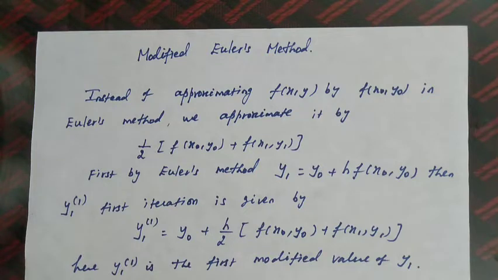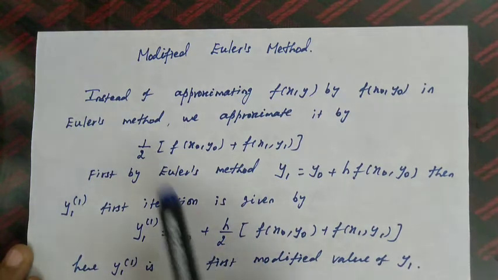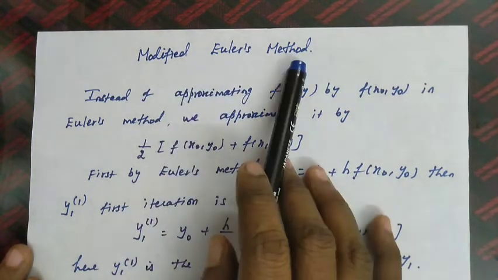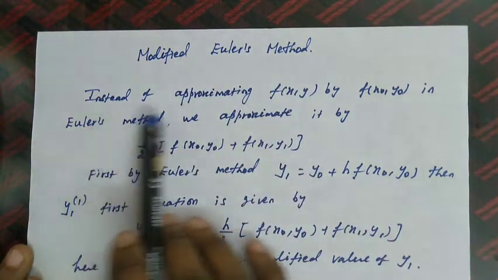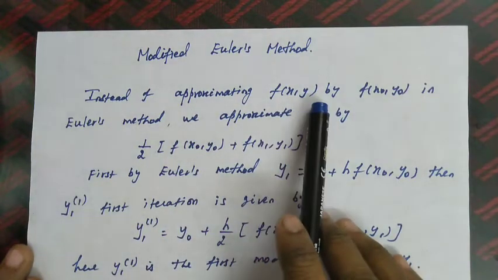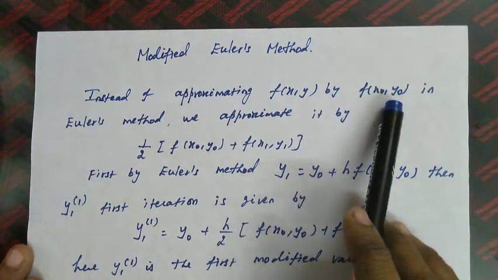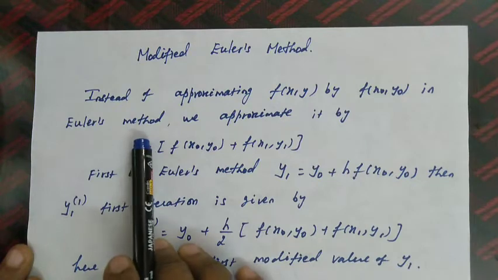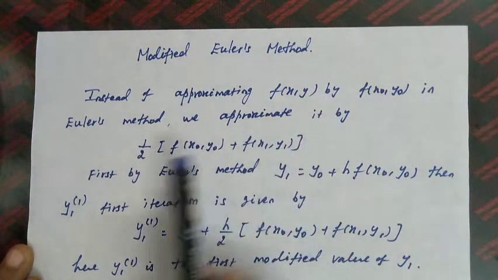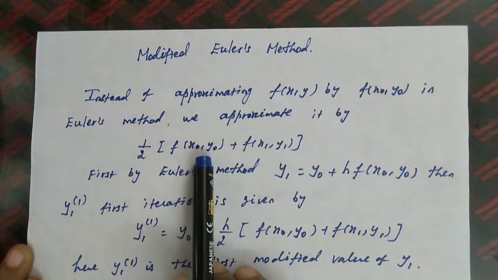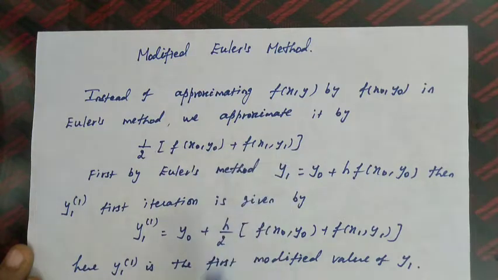So how to do problems under Modified Euler's method? What is the difference between Euler's method and Modified Euler's method? In our previous lecture video we discussed Euler's method, and today we are going to discuss Modified Euler's method. Instead of approximating f of x comma y by f of x naught y naught as in Euler's method, we approximate it by 1 by 2 of f of x naught y naught plus f of x1 y1.